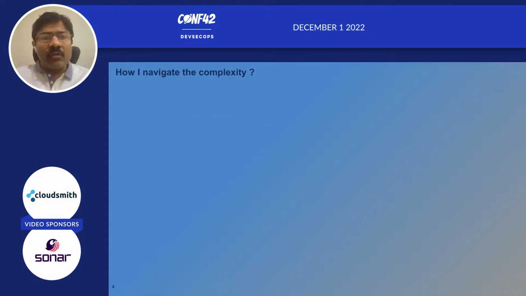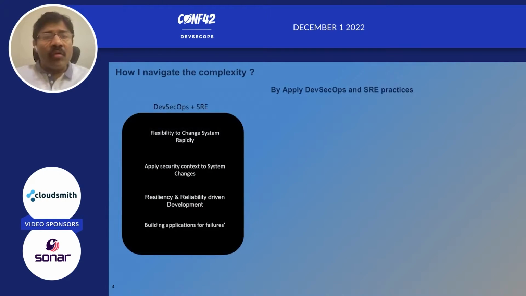Let's understand that. Security is a context-dependent discipline, and by applying all these DevSecOps and SRE practices, you could navigate the complexity very easily. That means having the flexibility to change the system rapidly, and then applying security context to system changes. You need to understand that security is stateful in nature. We can see there is a clear conundrum: as developers constantly implement new features and move rapidly towards customer value, security does not move on the same curve. So you constantly have to verify that security and reliability are implemented as per design.